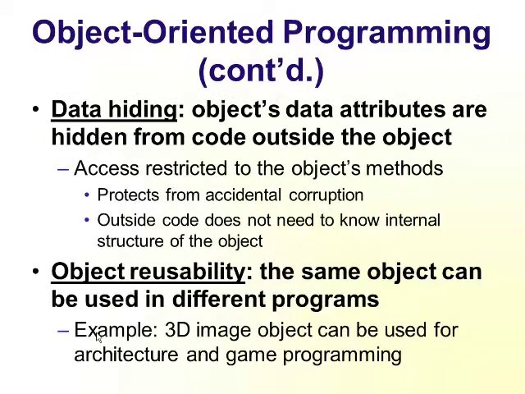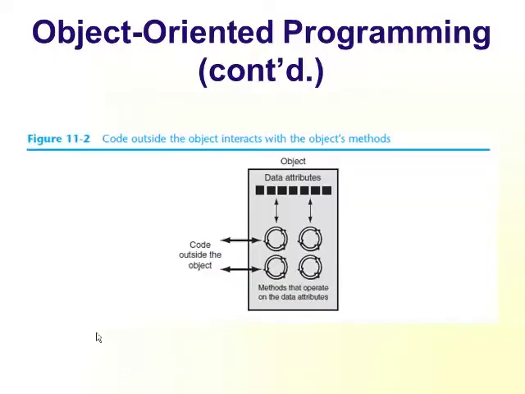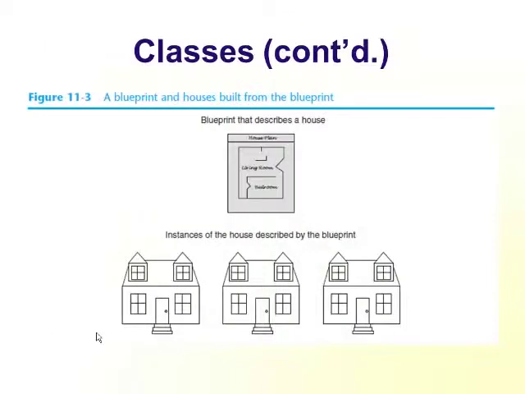You have in an object, you have a class. In the class, you define the attributes of the object. And you also define what attributes are hidden in the code outside the object. And you need this data hiding to protect against accidental corruption of the object. Objects are reusable. For example, let me go here to the blueprint of a house. From this blueprint, you can create hundreds of instances of that house.